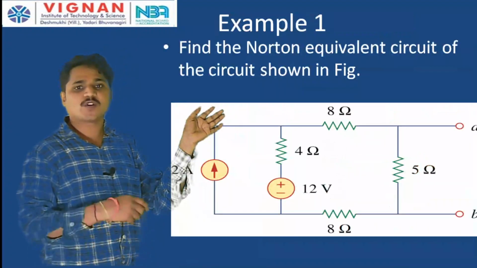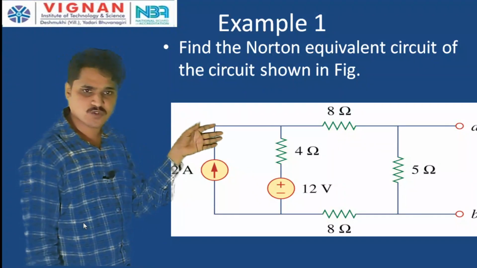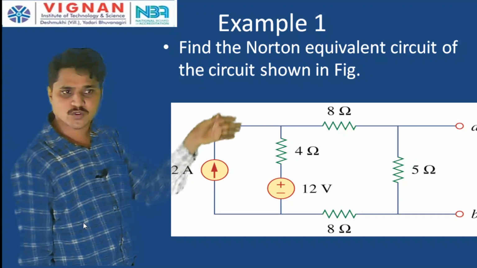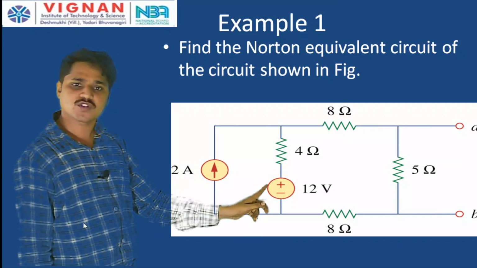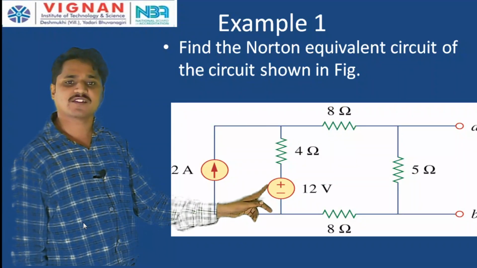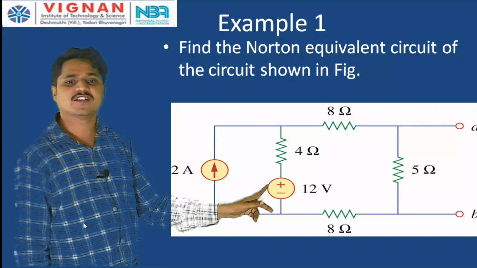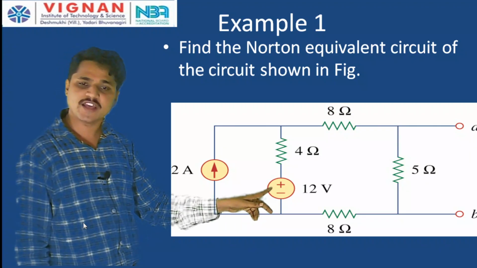So, what we are doing? We have to replace all independent sources. How many independent sources are there in this network? Two independent sources are there: one is a 2 ampere current source and the other is a 12 volt voltage source. These two are independent sources. So, to find the equivalent resistance, we have to kill these independent sources. The current source is replaced by an open circuit and the voltage source is replaced by a short circuit.